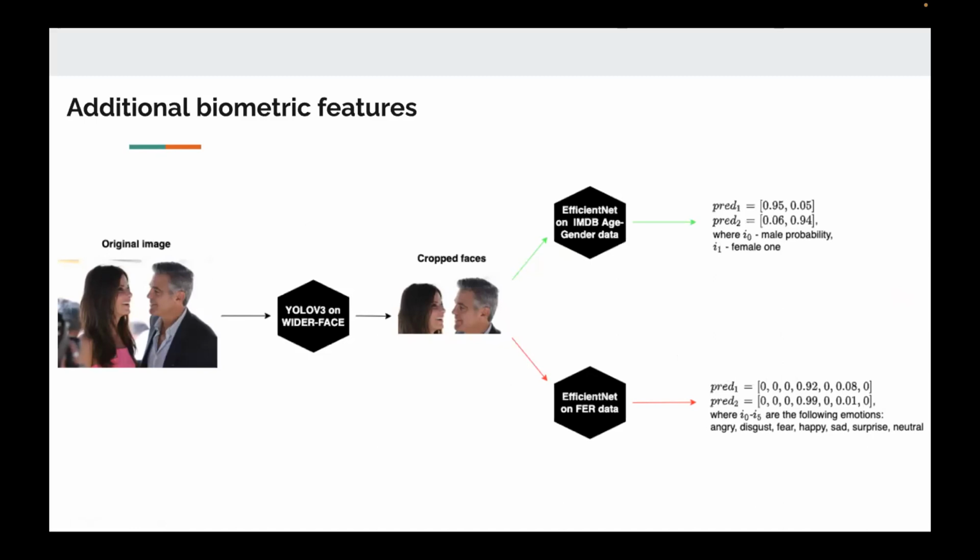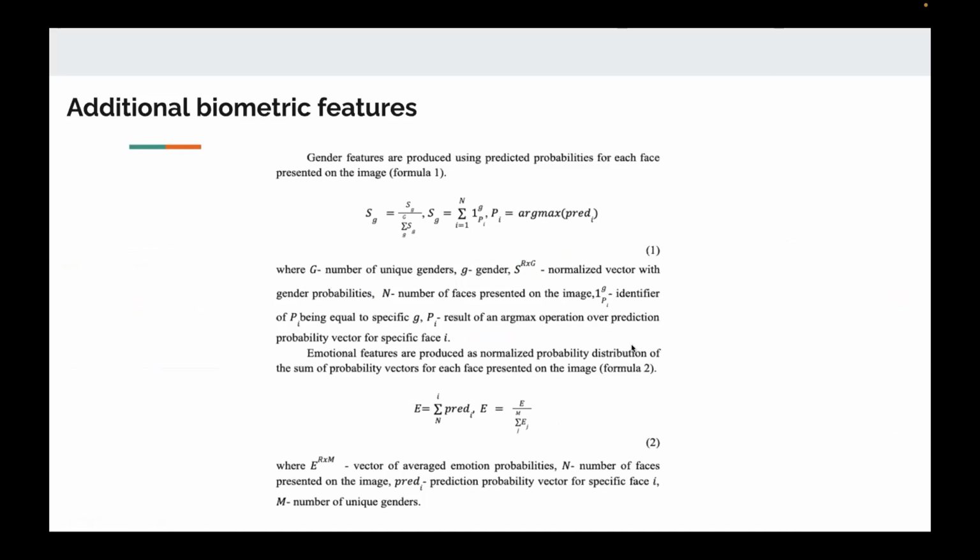So, as we see, this prediction vector is just the probability of assignment to each class related to the model. After that, the additional biometric features are created in the following manner. For gender features, we just use the argmax assignment to the class and, in a frequentist manner, construct a normalized distribution. But regarding emotional features, we just average the prediction vectors and normalize them.